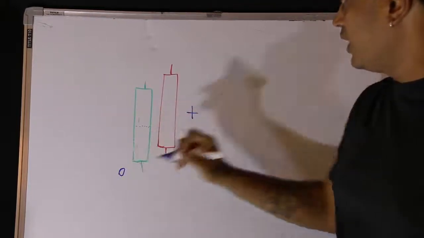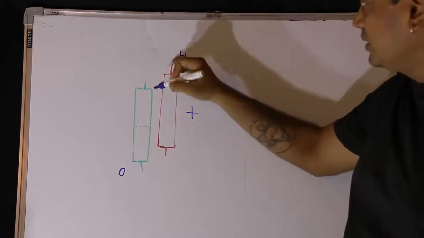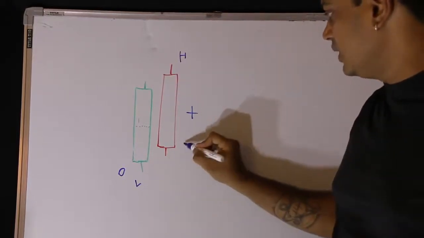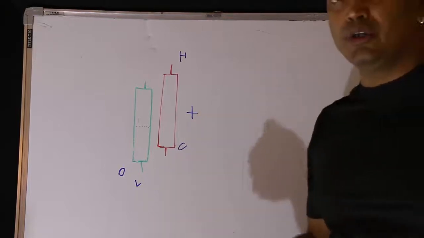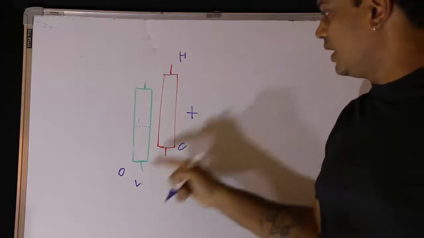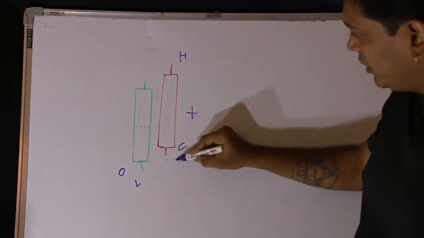So this is the opening price, this is the highest price, and this is the lowest price, and this being the closing price. So now what we're going to do is use this as opening price, highest price, lowest price, and closing price. And let me draw a candle now. So if I extrapolate, it is like this.